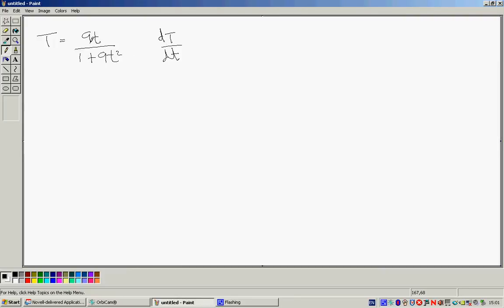Well, if we find the derivative using the quotient rule, and the quotient rule says if we have f upon g, then the derivative, which we can represent with a dash, is given by f dash g minus g dash f over g squared. So in our case f is 9t, g is 1 plus 9t squared.